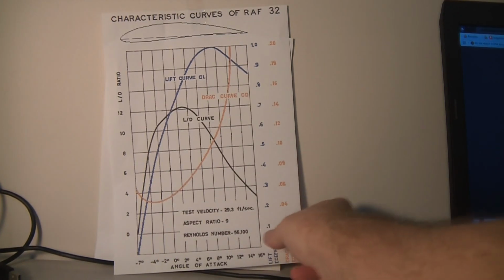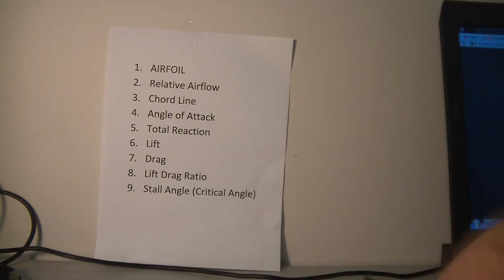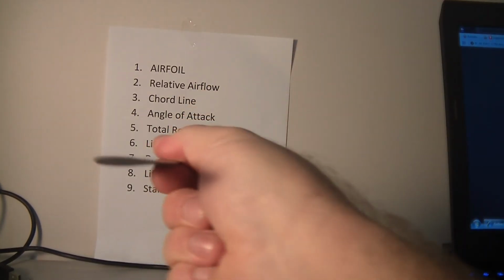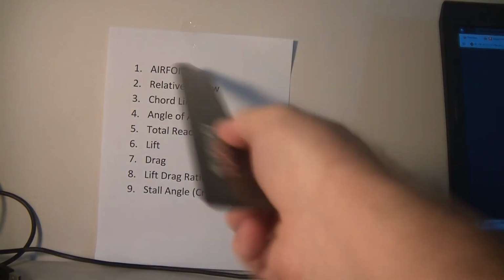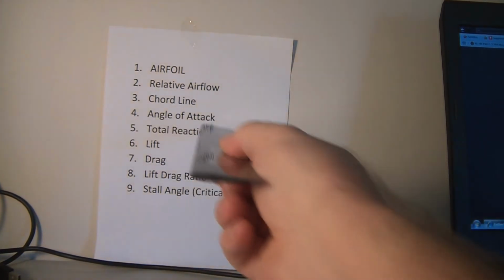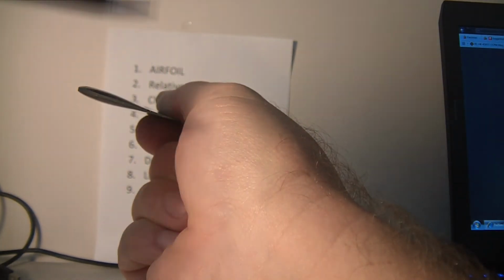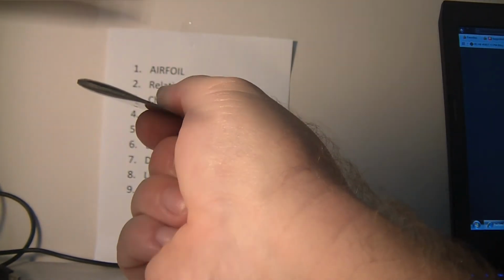Okay, so just to recap, what we've looked at is the aerofoil, which is the shape of the cross section of the rotor blade. The relative airflow is the wind direction coming into that aerofoil. The chord line is a definition of the line between the leading edge of the wing and the trailing edge of the wing, a straight line. The angle of attack is the angle at which the chord line meets the relative airflow. The total reaction is the overall reaction caused by that meeting of the air in the aerofoil.